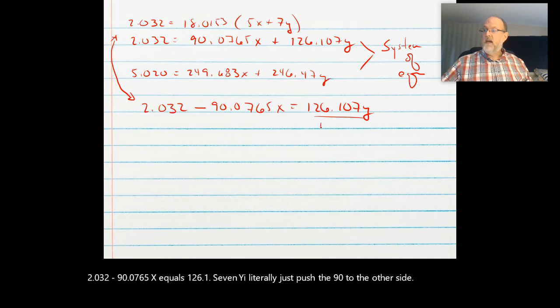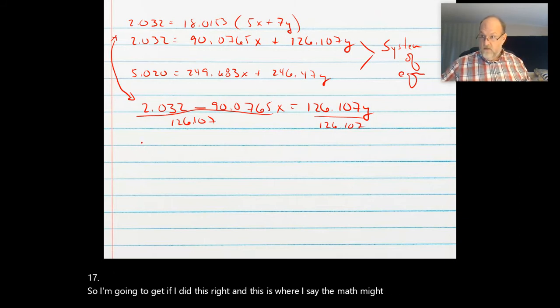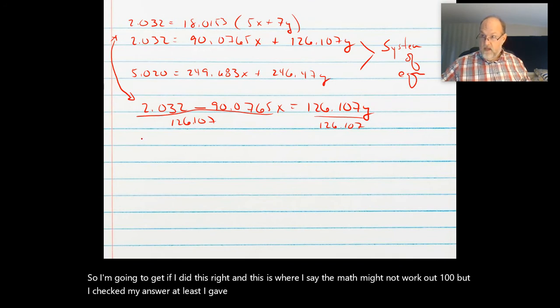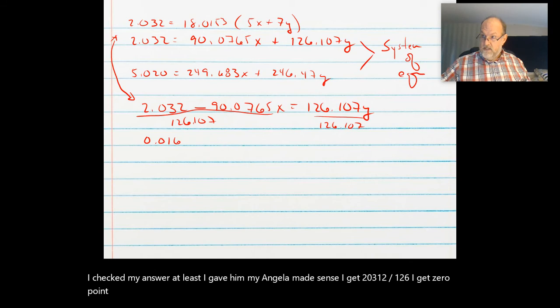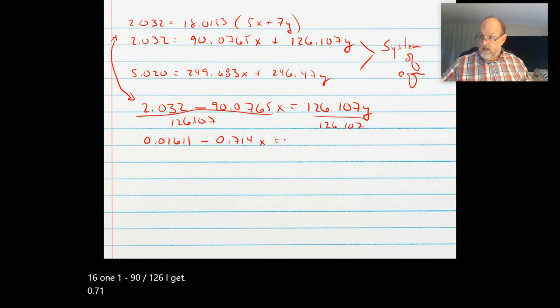Then I'm going to divide both sides by 126.107. So I'm going to get, if I did this right, and this is where I say the math might not work out 100%, but I checked my answer, at least I gave an answer that made sense. I get 2.032 divided by 126.107, I get 0.01611, minus 90 divided by 126, I get 0.714x equals y. Now, why is that important?